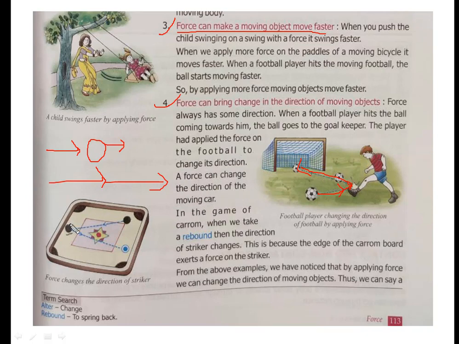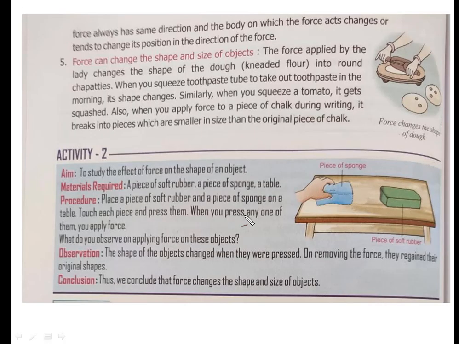Now this is another example. You must have played this game many times, carom. When you hit the coin with the help of the striker, earlier it was moving in this direction. When it strikes the boundary, it again comes in this direction. So this is how, when force is applied, the direction of a moving object can be changed. Force always has the same direction, and the body on which the force acts changes or tends to change its position in the direction of the force.